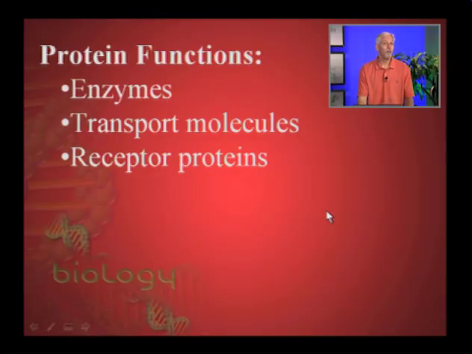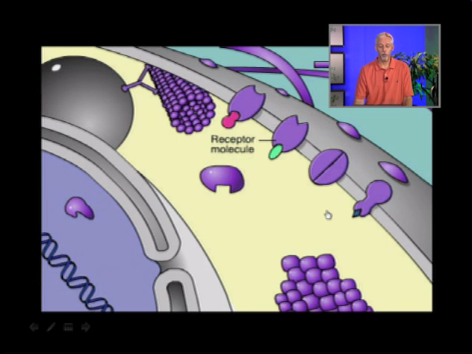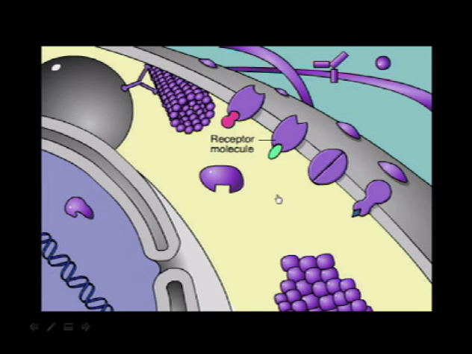Still, other proteins can serve as receptor proteins. Receptor proteins are proteins that we find in the cell membrane, and they will bind other proteins or other structures. So again, they have complementary shapes. The receptor protein binds some molecule, and that triggers a change inside of the cell. So any kind of protein that binds some substance from the outside of the cell is known as a receptor protein.